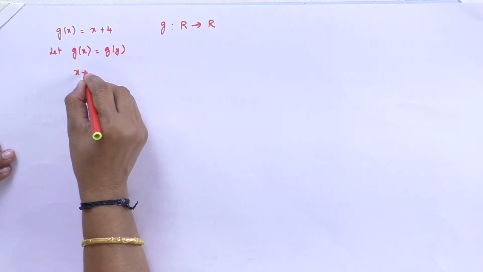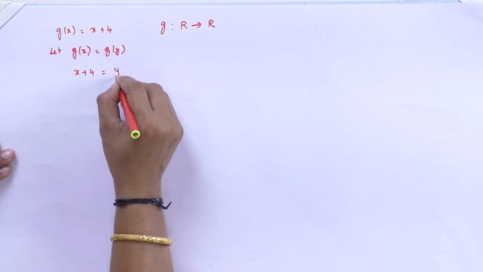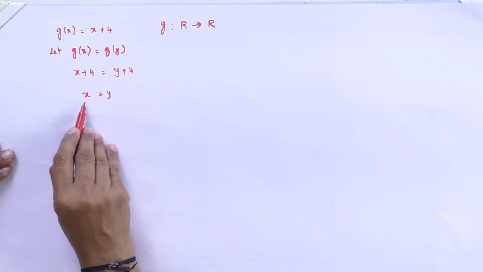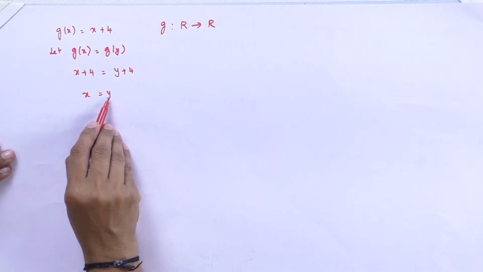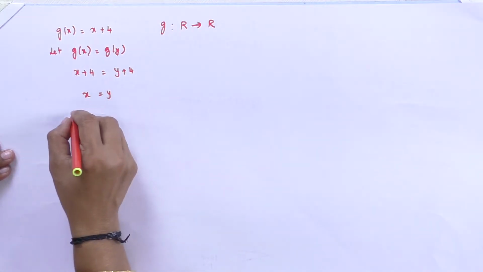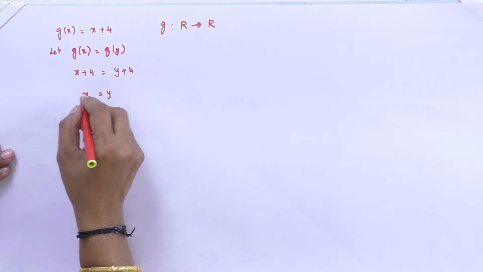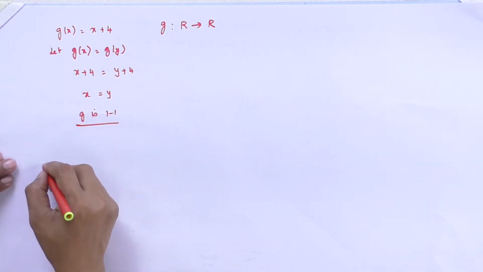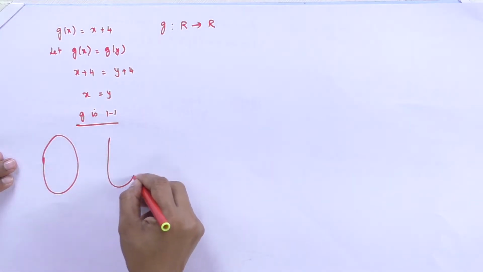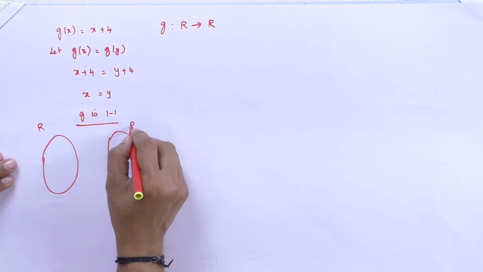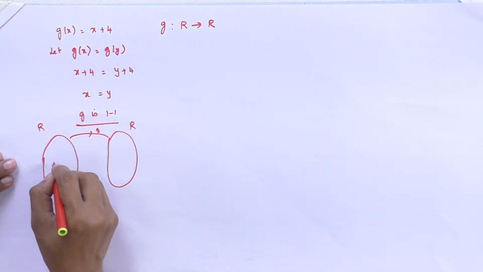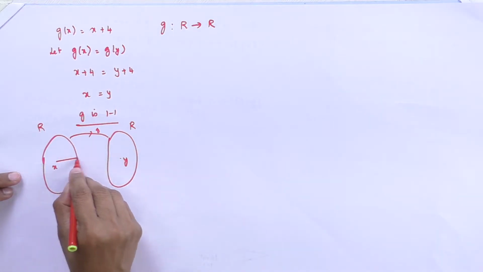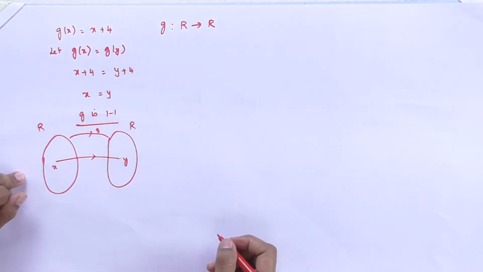Now, what is my g of x? It is x plus 4, that is equal to y plus 4. So, now x is equal to y. See here, each and every element of my domain set has been distinctly mapped onto my codomain set. So this implies x is equal to y, and g is 1 to 1. The other way I can say it: I have x, the set of all real numbers to real numbers, g is a function, and whatever element I take is distinctly mapped. Therefore, g is 1 to 1.